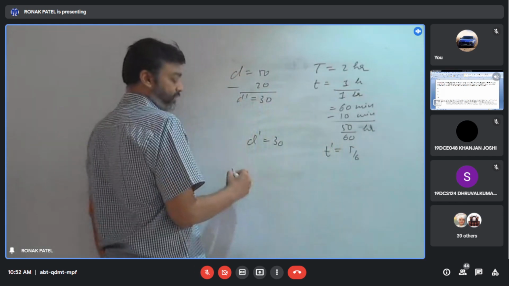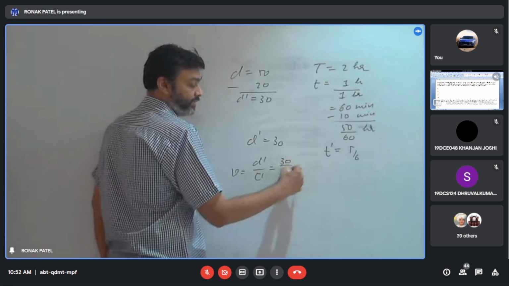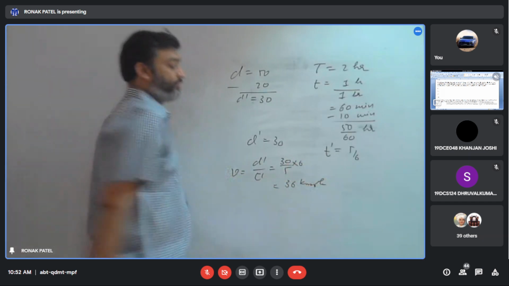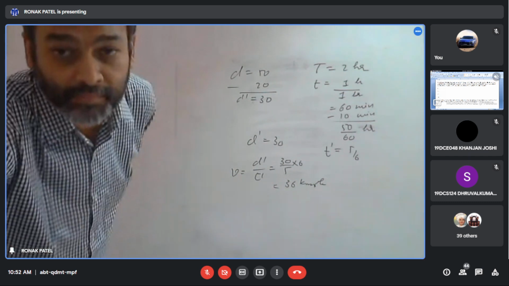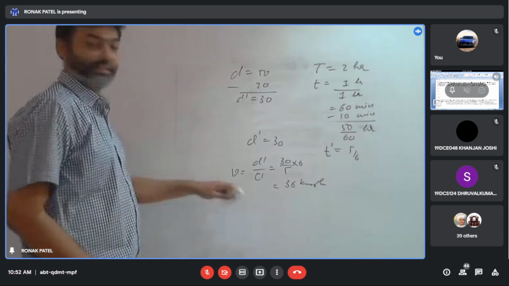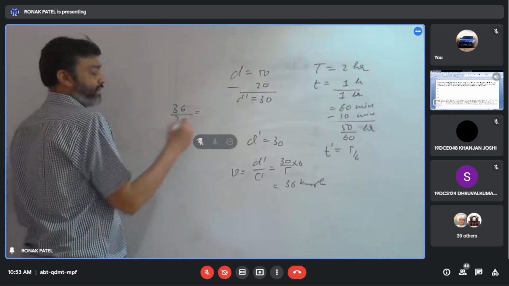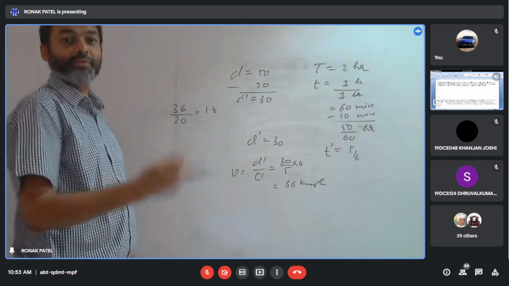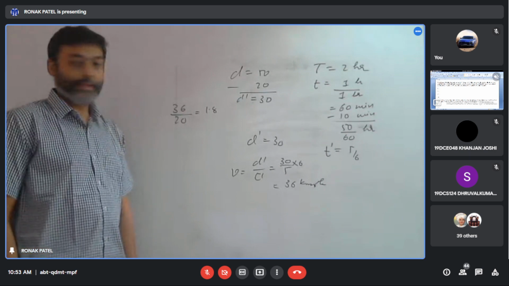Now what should the speed be to cover it and go on time? Distance upon speed, that is 30 upon 5 by 6, that is 36 kilometers per hour. So this must be the speed, 36 kmph. Now we have to compare. The original speed was 20 and this is 36. So what should be the factor by which you should increase the speed? Divide by 20, that means 1.8. So you should take the speed to 1.8 times. Clear, everyone?